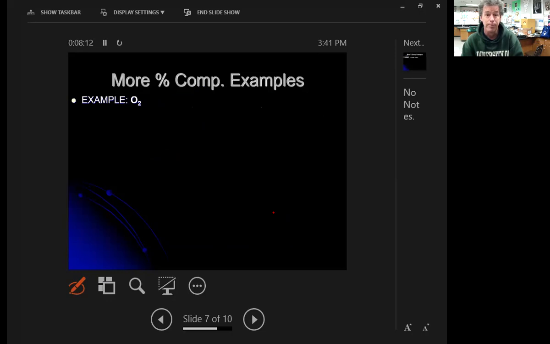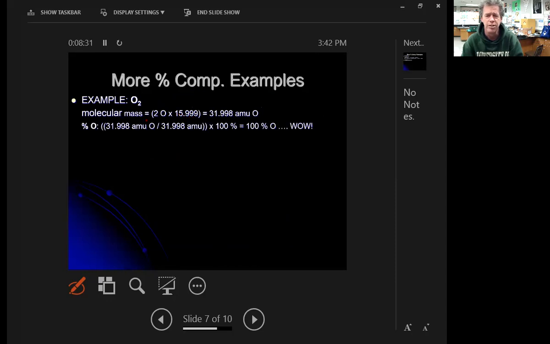A second example, O2. Well, that was pretty easy because in O2 there's only oxygen, so it's 31.998. This is actually more sig figs, but if we use the additional sig figs, 15.999, the bottom line is there's only oxygen there. So 31.998 divided by 31.998 is 1, times 100 is 100%. So yeah, oxygen is oxygen.